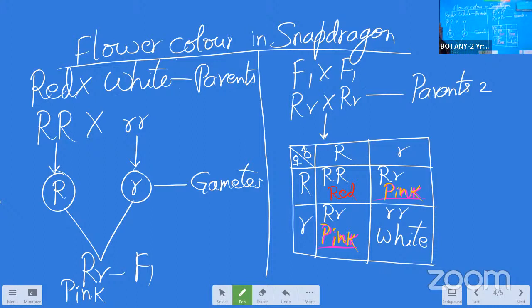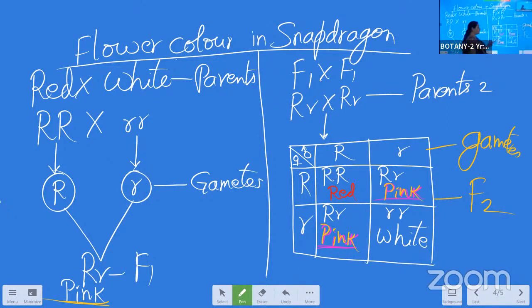This can be observed in the snapdragon flowers. The flower color in the snapdragon, the dominant color is the red color and the recessive color is the white color. And once we cross these two plants, then the hybrid variety is not expressing the dominant characters. It is expressing the intermediate character, that is the pink color. Okay, and once we have done the crossing between the F1 generation only, that is F1 is crossed with the F1 itself, then we will see in the F2 generation, this is the F2 generation. These are the gametes.